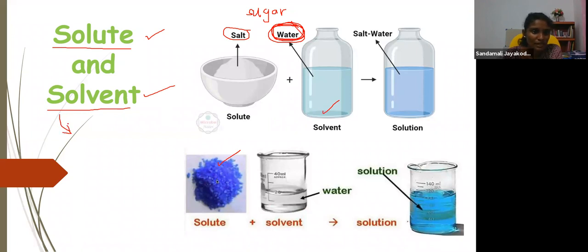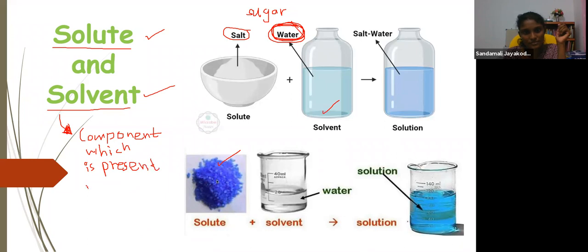And here we have to remember the terms used to express the thing which is in excess in a solution, and the thing which is in less amount. So the solvent is the component which is present in excess. You must remember this: present in excess. The component present in large amount is the solvent.